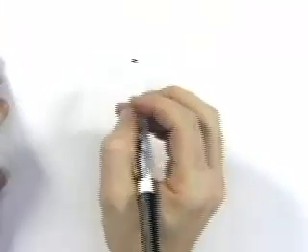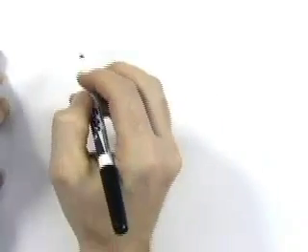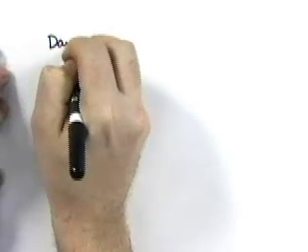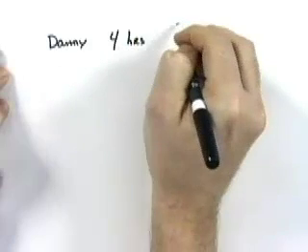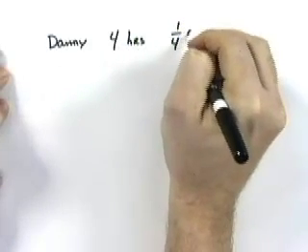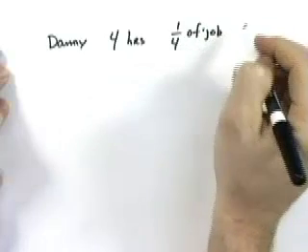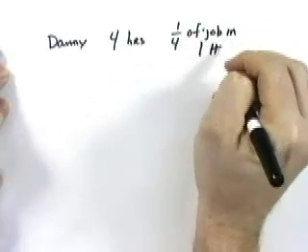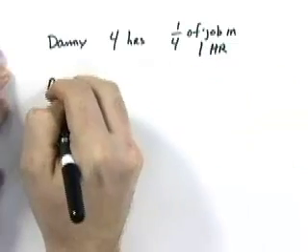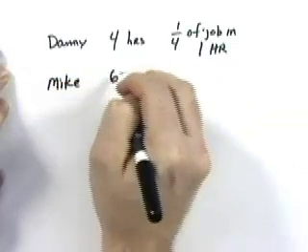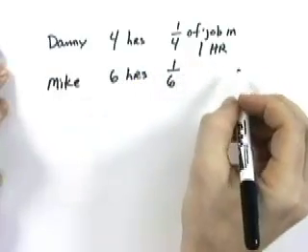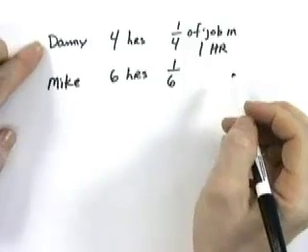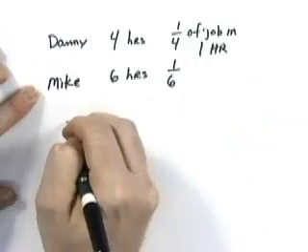The idea behind solving these problems, again, is that we are working at a constant rate. So if it takes Danny 4 hours to do the entire job, we assume that he completes 1/4 of the job in 1 hour. Then it takes Mike, working alone, 6 hours to do the whole job, so he completes 1/6 of the job in 1 hour.